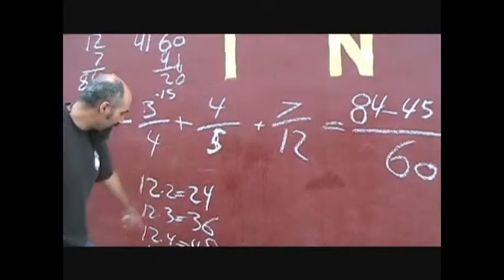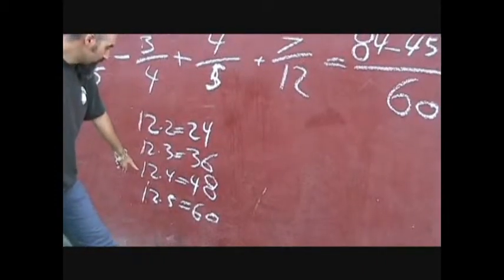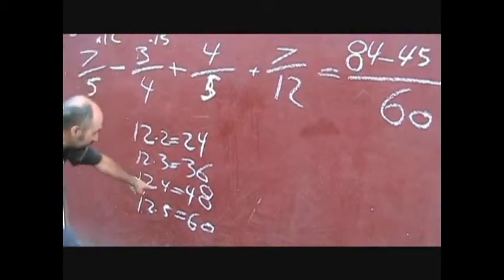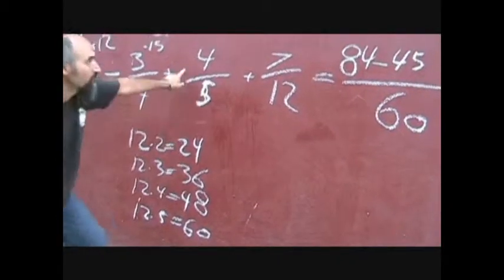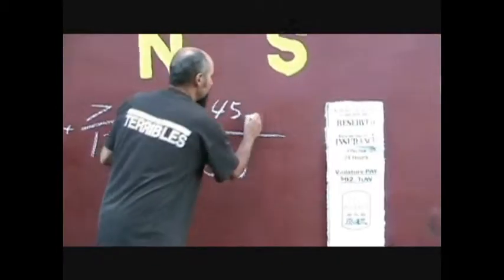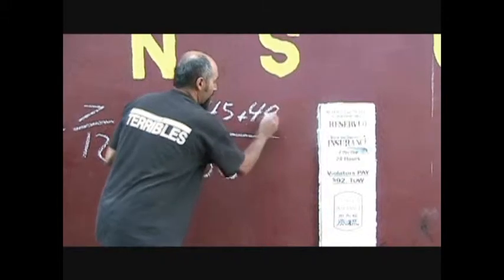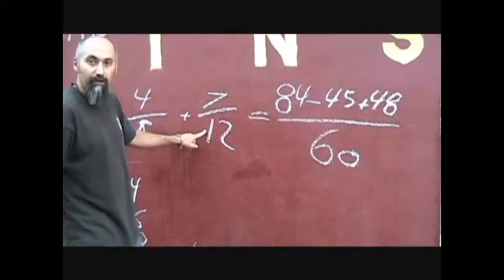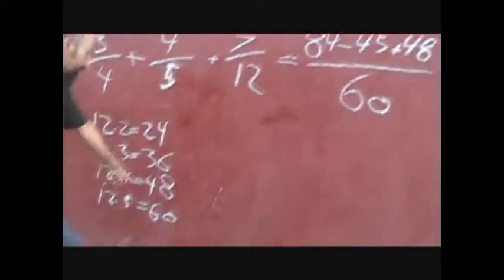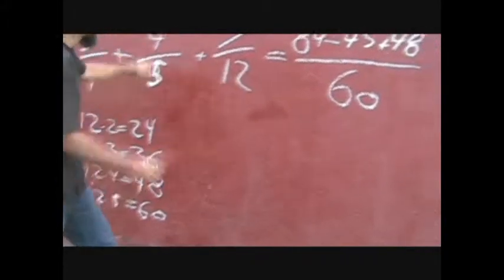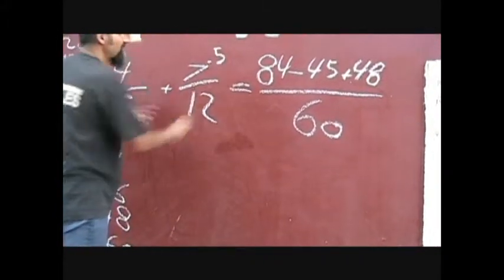We multiply 5 by 12. So 12 times 4, well, we already did it over here, is 48. So it's going to be plus 48. And we've got 12 here. Well, we multiply 12 by 5 to give us 60. Okay? So we multiply 7 by 5 as well. 7 times 5 is 35.